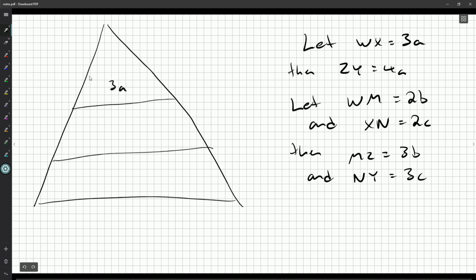So we've got 3A and 4A here. 2B... Oh no, this is 2C, wasn't it? 2C, 3C, 2B, 3B. Okay.